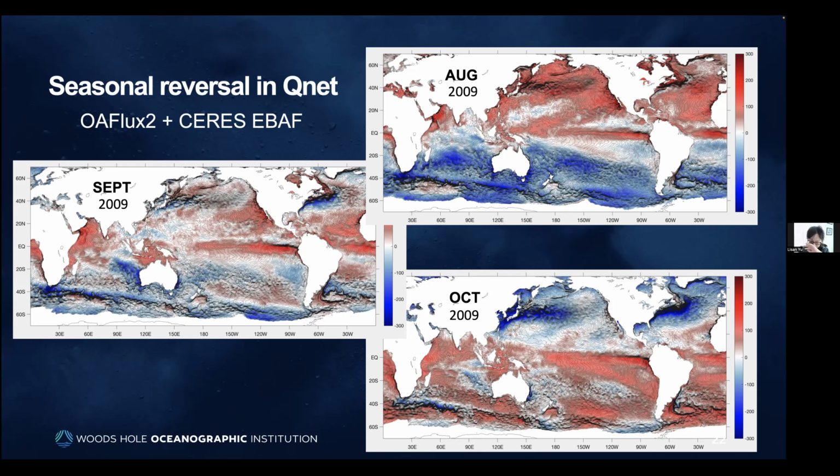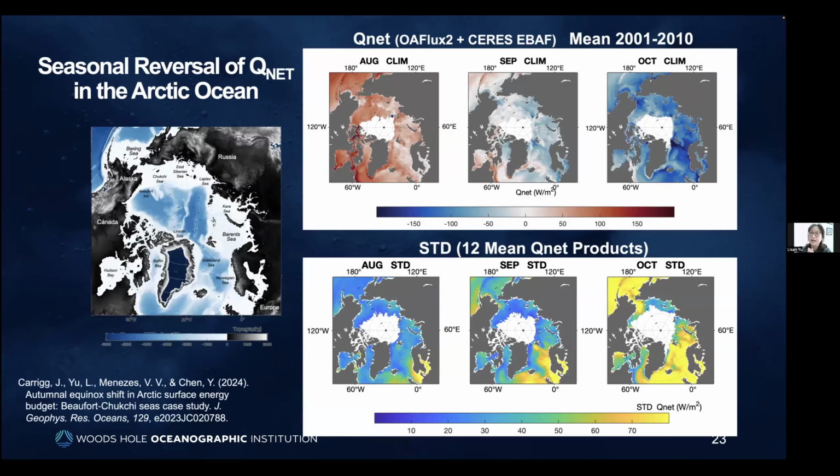With this backdrop, we can now see the change in the Arctic Ocean, which is a recent study we have put a lot of effort into. For these panels, we show the Arctic region, and on the left is the topography of the Arctic Ocean, along with the names of each basin.